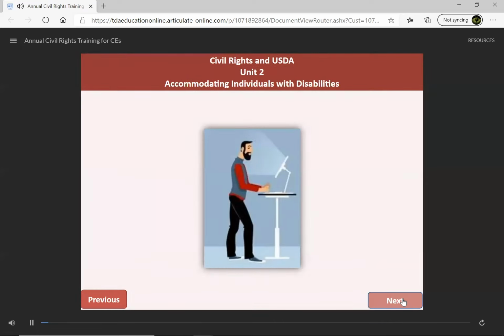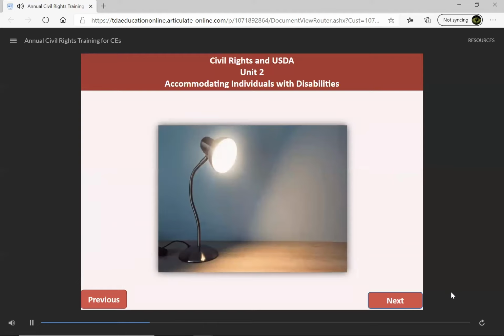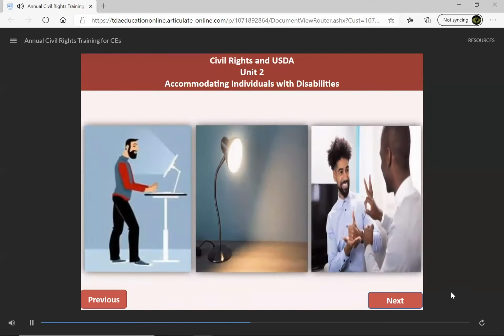Next. Here are some examples of reasonable accommodations. A standing desk for someone with a damaged back. Modified lighting for someone with chronic eyesight or migraine issues. A qualified sign language interpreter for persons with hearing disabilities. Note: reasonable accommodations may need to be supported by a medical statement. Also, CEs are encouraged to contact their local ESC or TDA if they need assistance determining the most effective way to provide a reasonable accommodation. Before denying a reasonable accommodation request, CEs are strongly encouraged to consult with TDA.